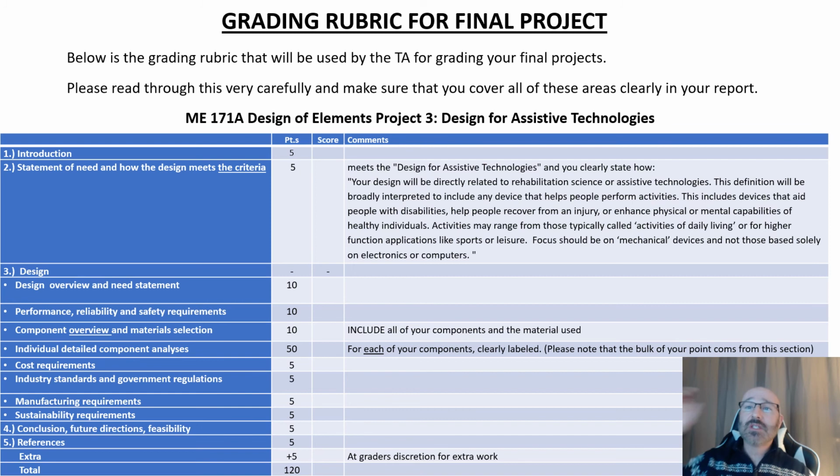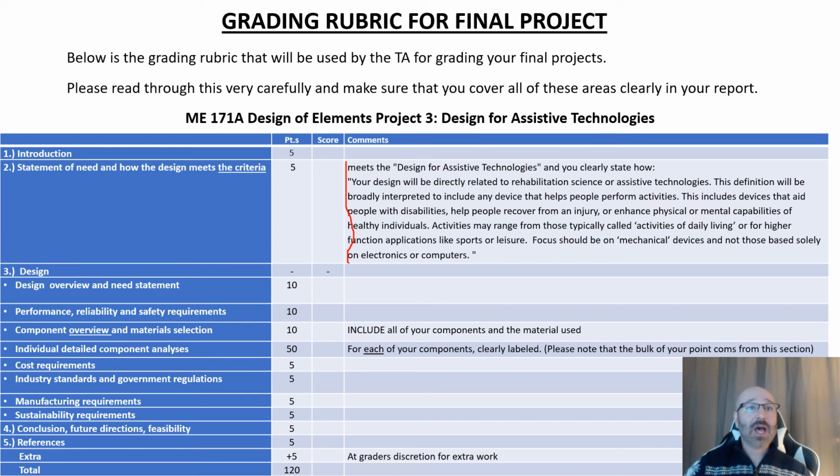So this leads us into the grading of it. This is something I want you to look at before you even start your write-up, to understand what you need within that final write-up for your presentation. So we have here your introduction section. This is going to be worth 5 points. Your statement of needs and how the designs meet the criteria is worth 5 points here. And I took a section back out of the description from the group project statement.